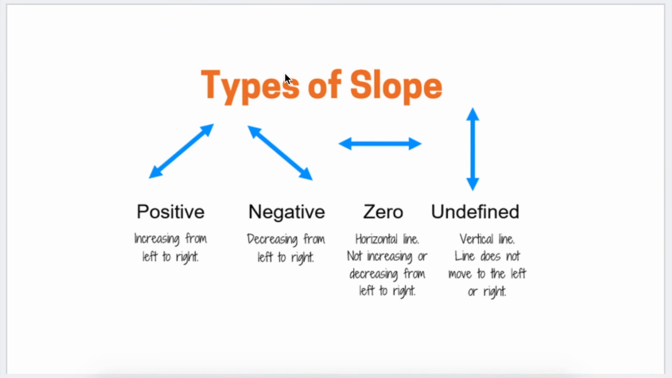From the calculations that we've just done, we can summarize that there are only 4 types of slopes. There's positive slopes, negative slopes, zero slopes, and undefined slopes. For you to have a positive slope, the line needs to be increasing from left to right. Negative slopes always decrease from left to right. Zero slopes are horizontal lines. Undefined slopes are vertical lines.